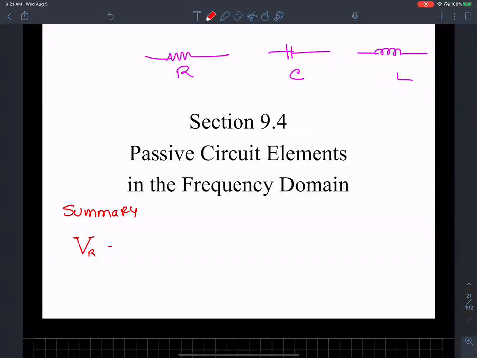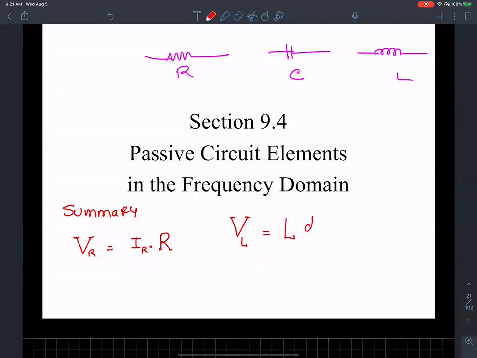The voltage of a resistance is I of the resistance times the resistor. Okay, Ohm's law still applies in the frequency domain. Okay, how about V of an inductor? You remember the expression for the V of an inductor in the time domain?